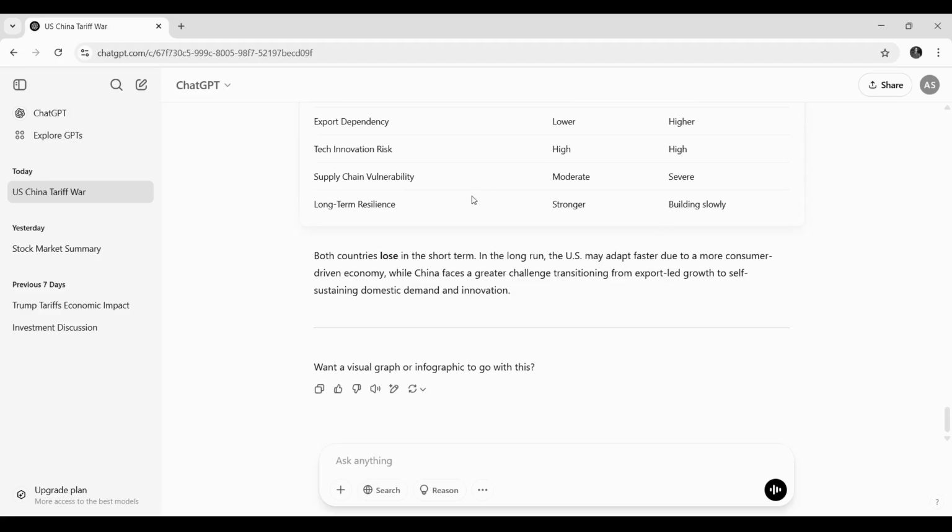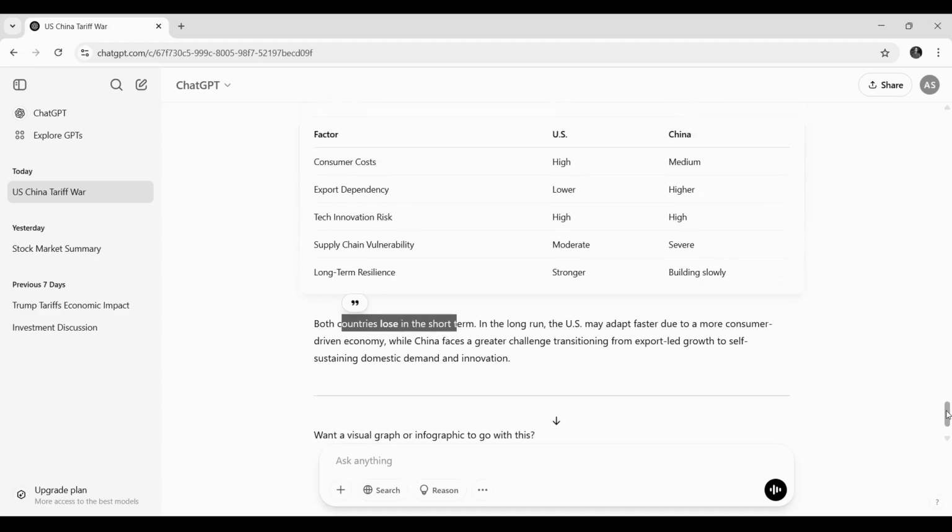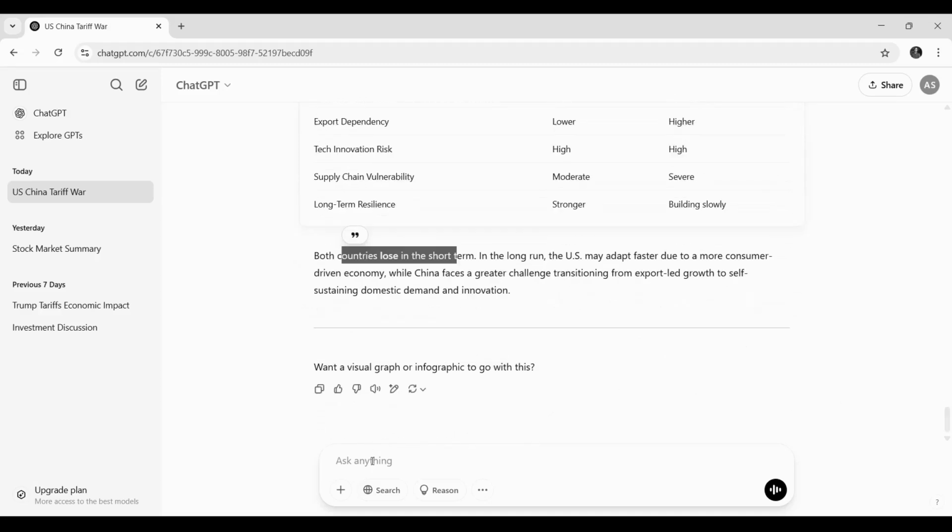From this we know this will be more damaging for China in comparison to the USA, but in the short term it will be more damaging for American people. For normal Americans it will create inflation for products. So in the short term it hurts the USA, but in the long term it will be more harmful for China.